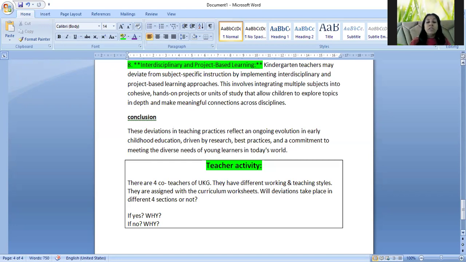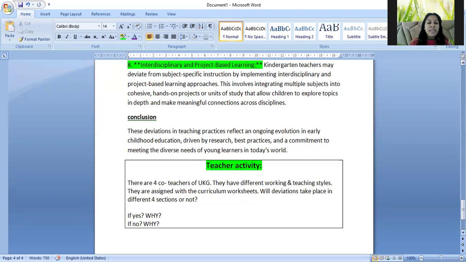Now it is time for the teacher activity. There are four co-teachers of UKG. This is an example which I am giving to you, and it is a problem-solving sort of activity. There are four co-teachers of UKG class. They have different working and teaching styles. They are assigned the curriculum worksheets also. They have them in their hand.